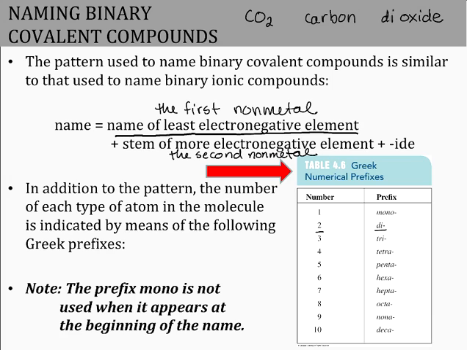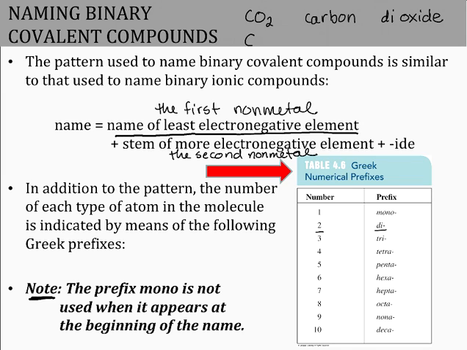Now, we're not going to include the prefix mono in front of carbon. So just a note down below, the prefix mono is not used when it appears at the beginning of the name. So for carbon dioxide, it's just understood that carbon is by itself because we're not including a prefix.